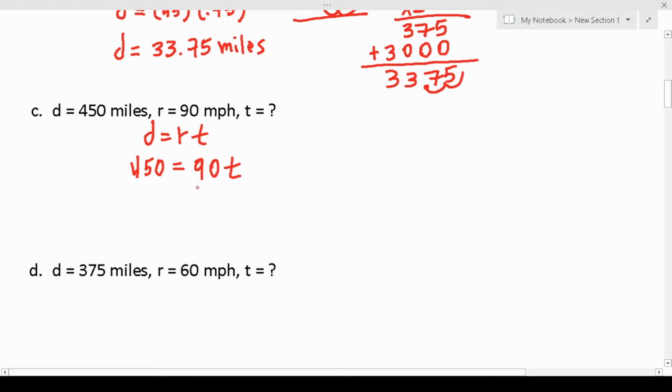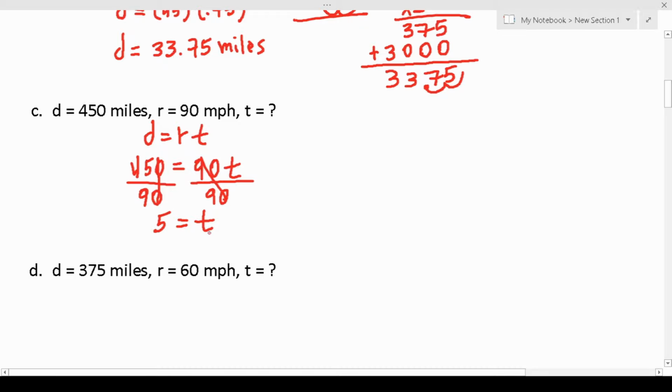In order to solve for T, we're going to divide both sides by 90. In doing so, this is going to cross out over here, leaving you with just T equals 450 divided by 90. You can cross out these corresponding zeros in the numerator as well as the denominator. So this becomes 45 divided by 9. We should know our times tables, and if we did, we know that 45 divided by 9 is simply 5.